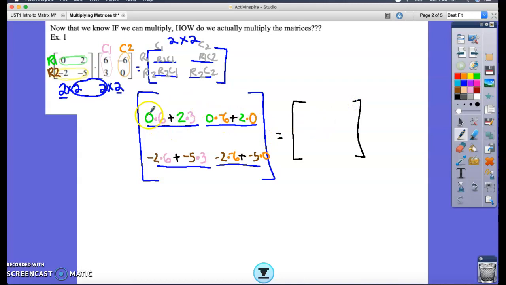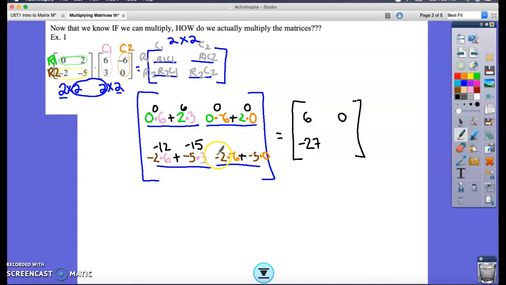So here I have 0 times 6, which is 0, and 2 times 3, which is 6. 0 plus 6 is simply 6. 0 times negative 6 is 0. 2 times 0 is 0, so this second entry is 0. Negative 2 times 6 is negative 12, and negative 5 times 3 is negative 15. If I add those up, I get negative 27. Don't get worried. You're like, oh, it's a big number. It doesn't matter. It's the right math.